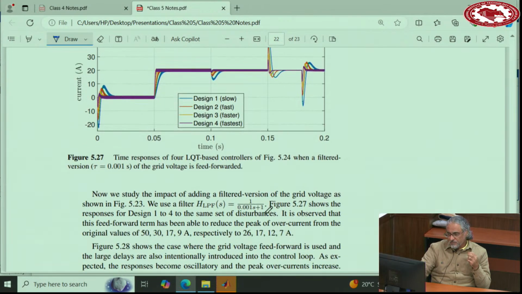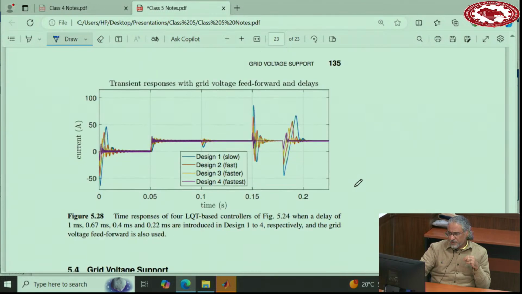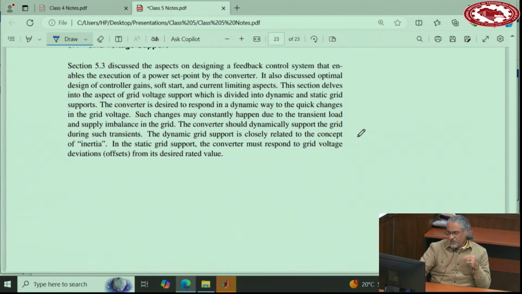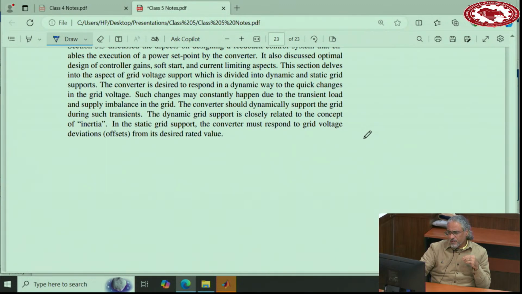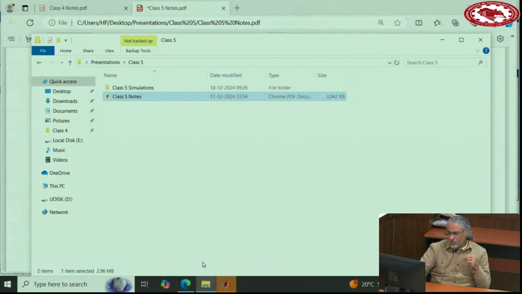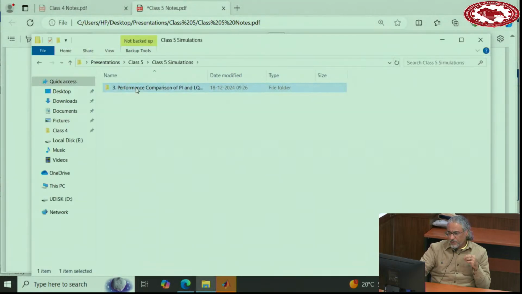So if you design them together properly, you can make sure that you can limit the current. But still, current limiting all the time is a challenge that you need to work around. And this is when you apply the same amount of delays with the filter. Now the oscillations become smaller. Grid voltage support, I will talk about in the next class. Okay, so let me see if I have time to go through one of the simulations very quickly.